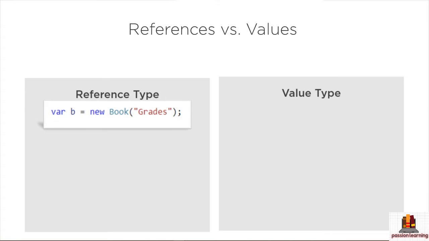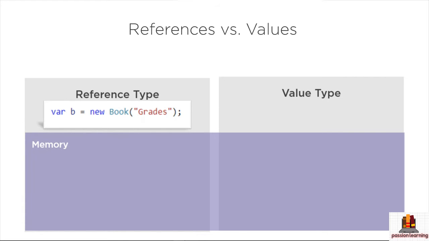First, let's talk about a piece of code that creates a new variable b and assigns it a reference to a new book object. So anytime you are working with a class, anytime you write a class, or anytime you use a class provided by .NET or some other NuGet package, you are using what is known as a reference type. And what I want to do is explore how reference types work in memory. So imagine this big purple box as representing all the memory that is available on your computer.